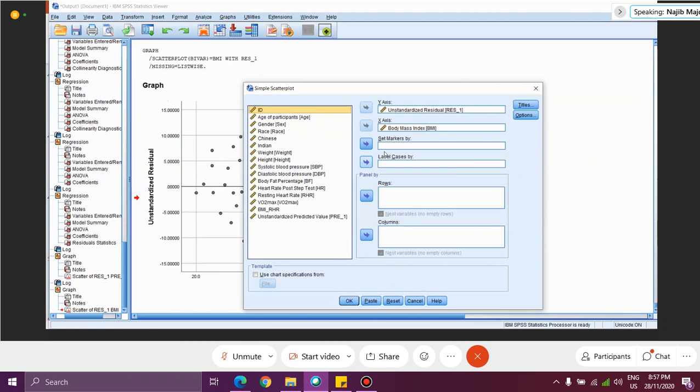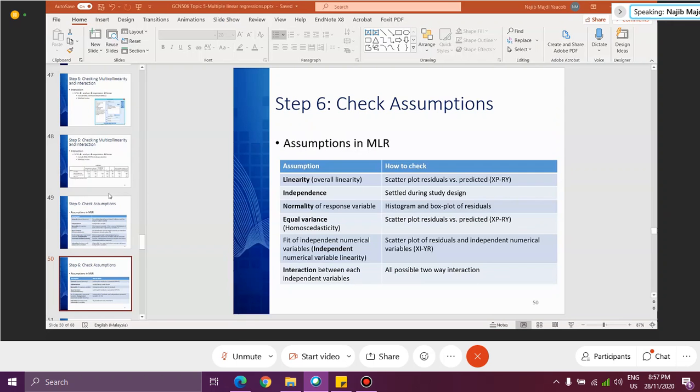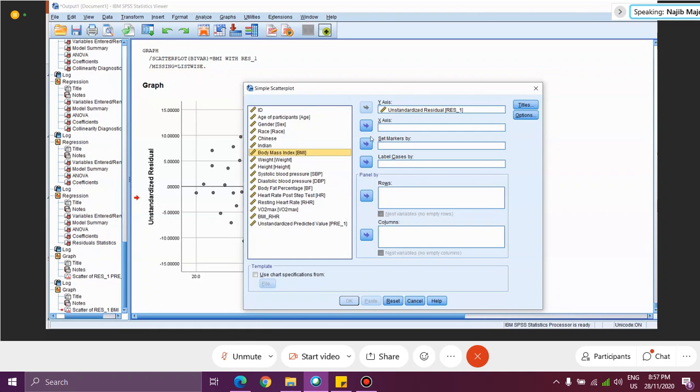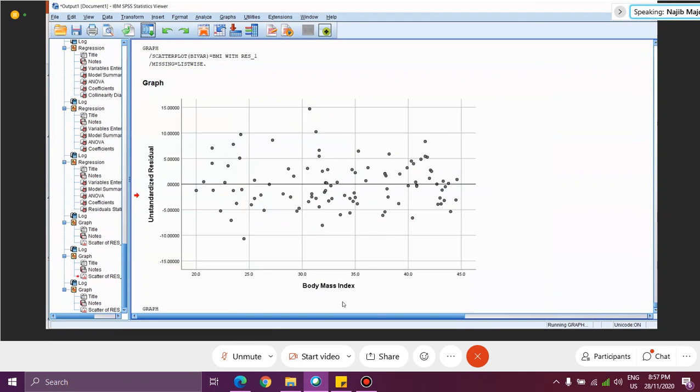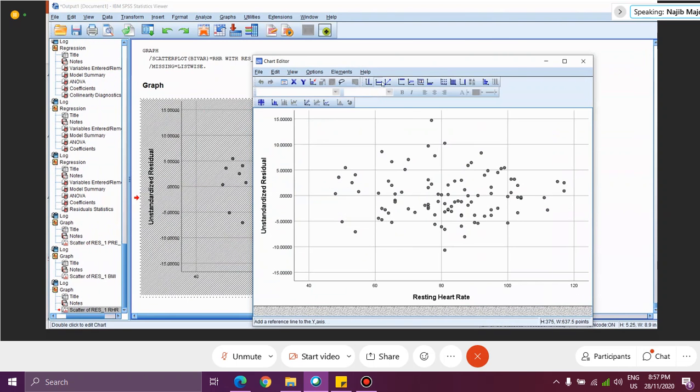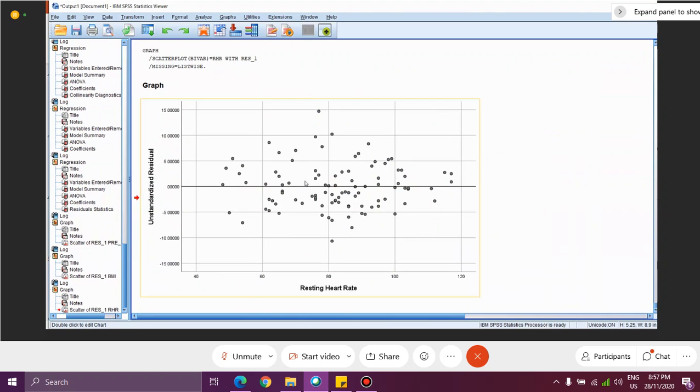So next we perform another scatter plot for resting heart rate. X is resting heart rate. Okay, so there's no peculiar shape, indicating the assumption of individual variable linearity is fulfilled, right?